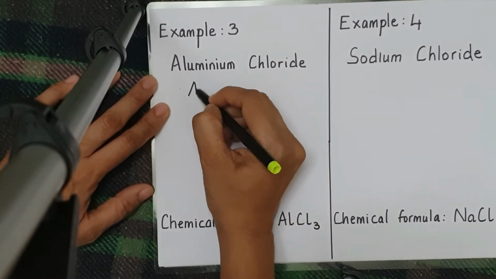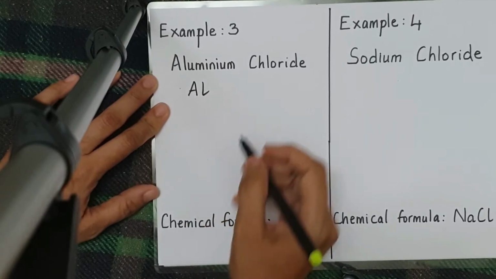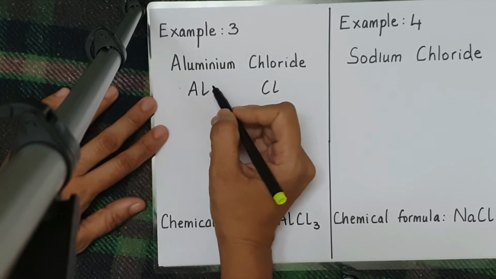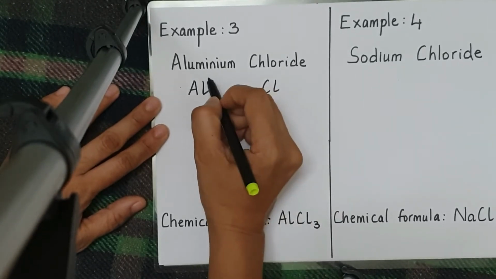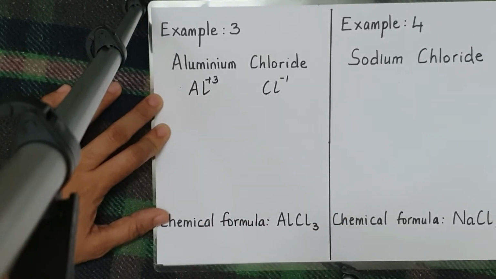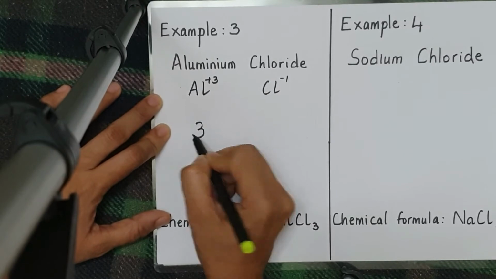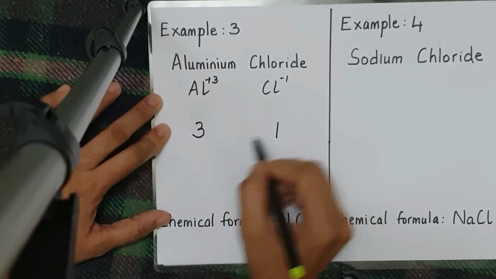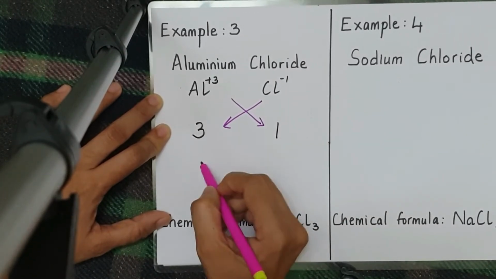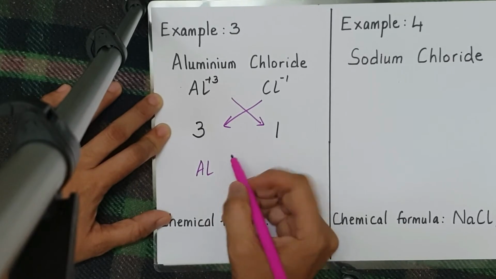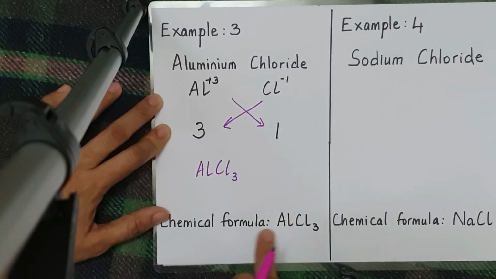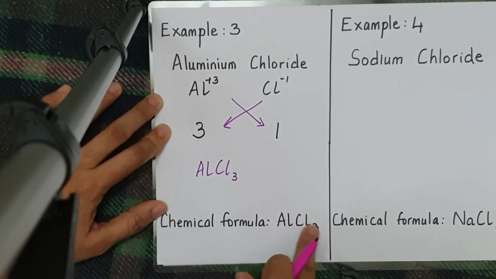Let's write first the formula for aluminium and chlorine. Next let's write the charge on it. Aluminium is +3 and chlorine is -1. If you are to list the valency now, it is 3 and 1. We will quickly cross multiply so that we get Al1Cl3. So that's how we get the formula for aluminium chloride, which is AlCl3.